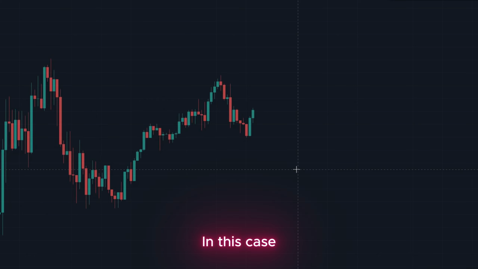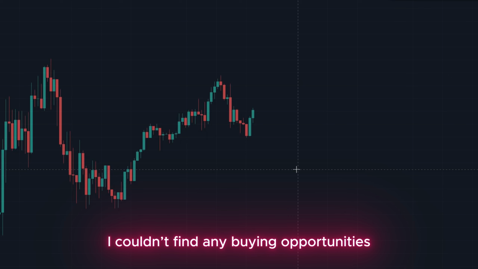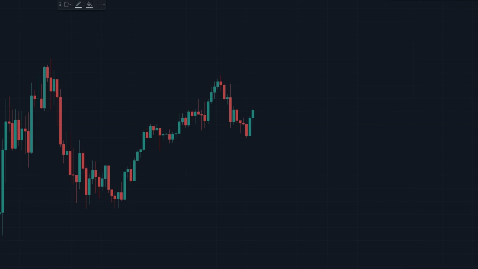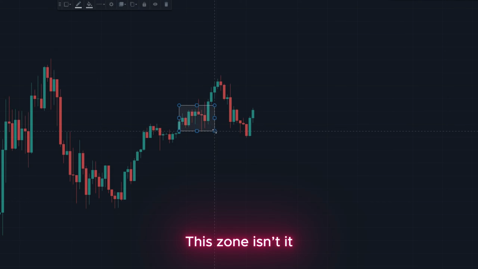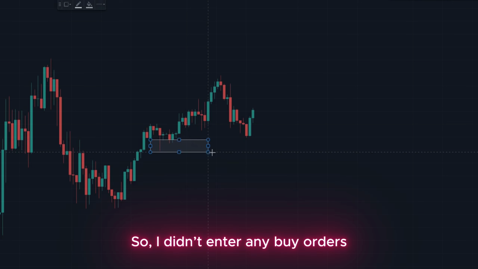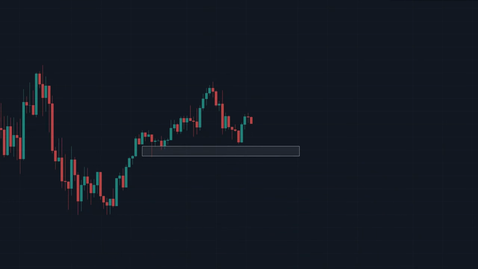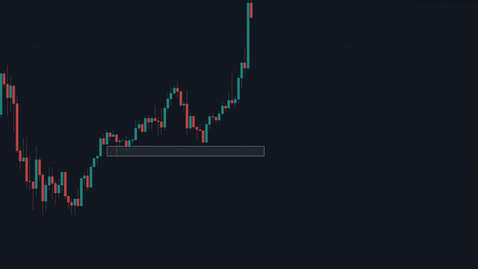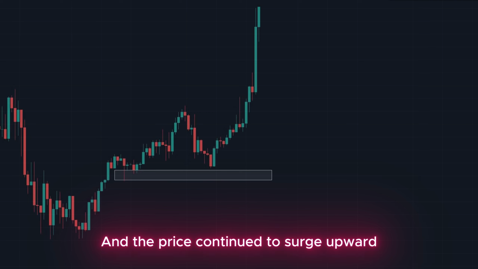In this case, I couldn't find any buying opportunities. I couldn't identify a key level. This zone isn't it. This random movement isn't it. Here. It's not clear at all. So, I didn't enter any buy orders. And the price continued to surge upward.